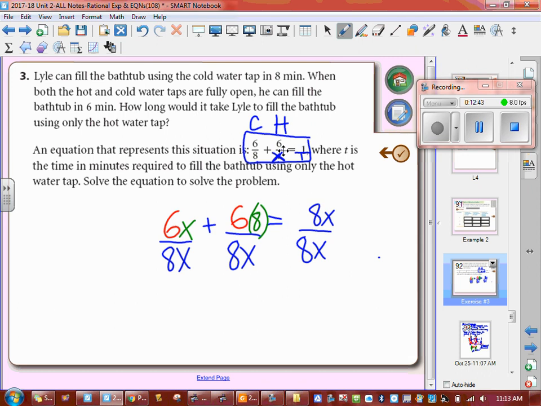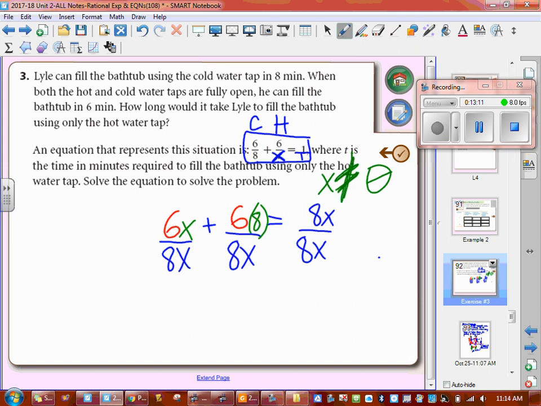That means we're trying to find out how long the hot water tap could fill it by itself. Well, that means we have to turn it on. If we're going to turn the hot water tap on, that means time is running. So we can never have a time of 0 for that, because they're actually timing how long it's going to take the hot water. So it makes sense that we have a non-permissible x: x cannot equal 0. Okay, so x can't equal 0 here.